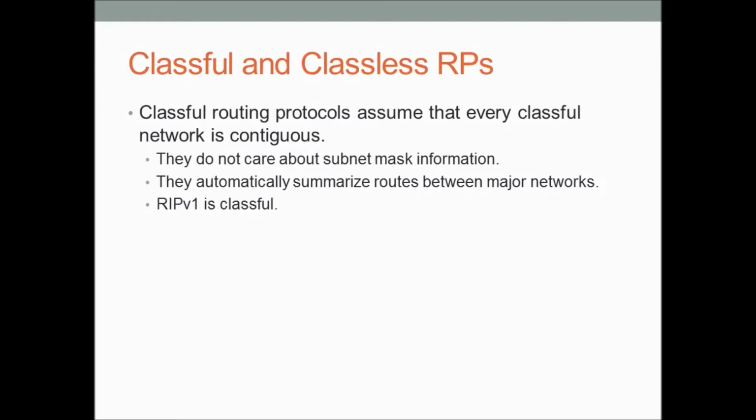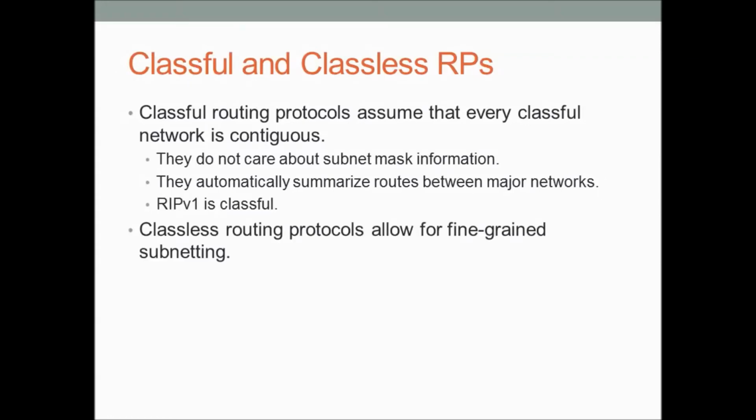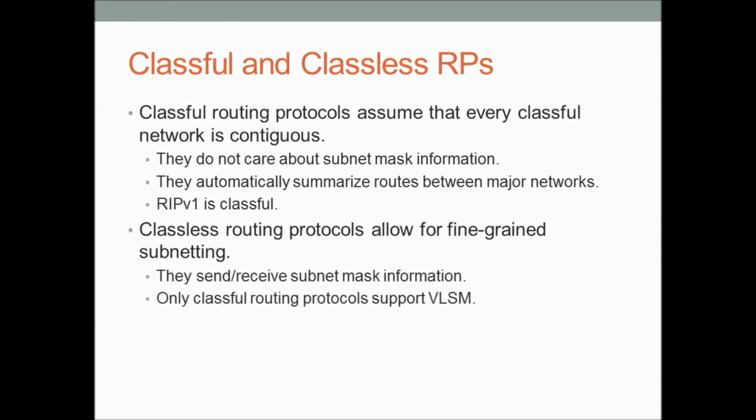Now, classful routing protocols can cause a lot of problems, and so most of the routing protocols that we discuss are actually classless routing protocols. Classless routing protocols allow for fine-grained subnetting because they transmit subnet mask information. And only classless routing protocols will support VLSM. So if you want to do VLSM on your network, you need to have a classless routing protocol in place if you wanted to do a routing protocol at all. Only classless routing protocols will allow manual summarization. With RIP version 1, for example, we can't do any sort of manual summarization. We have to rely on classful boundaries.